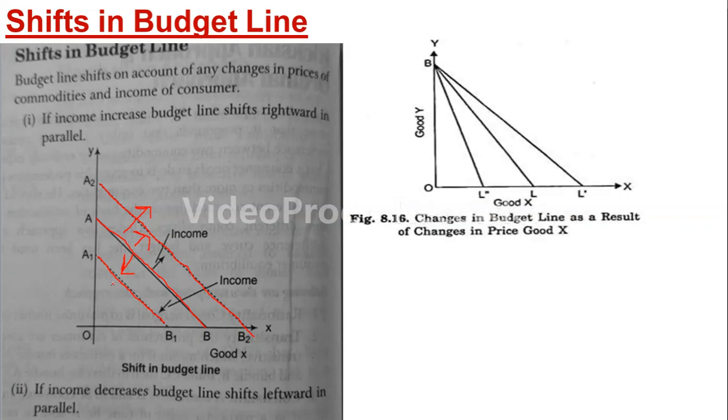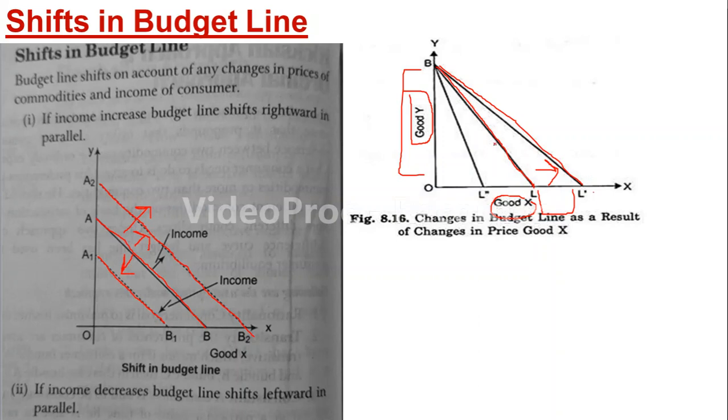And sometimes a change in price will also lead to a shift in the budget line. So here in this diagram, let us take good Y's price as the same, but there is a change in good X's price. So let us take BL as the initial budget line. Now there is no change in the price of good Y, so he will buy the same amount of good Y, but the price of good X has decreased. So because of the decrease in the price of good X, the consumer will buy more of good X. So the budget line will shift from BL to BL dash.